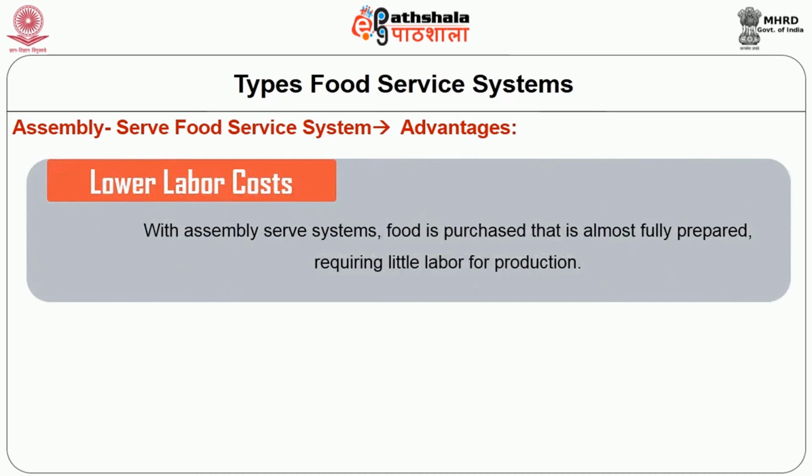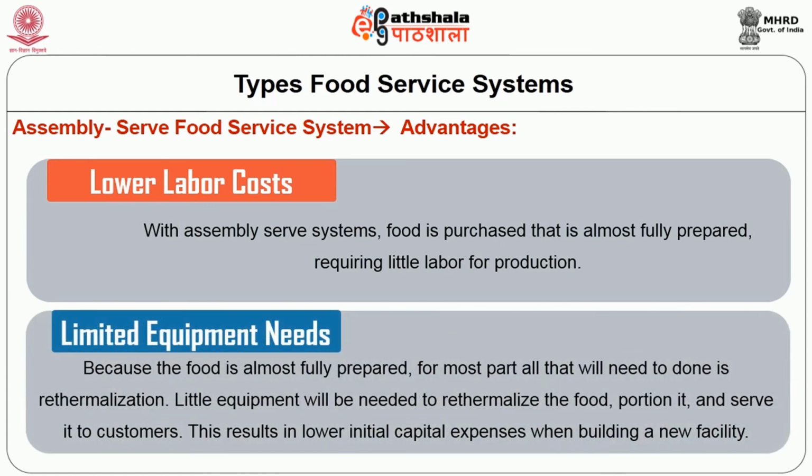Lower labor costs. Labor costs are very low with assembly serve systems, as you can guess, because food is purchased in a ready-made form which is fully prepared, requiring little labor for production. There is also limited equipment need because food is almost fully prepared. For the most part, all that is needed is only reheating or rethermalization. Little equipment will be needed to rethermalize the food, portion and serve it to the customers. This results in lower initial capital expenses when building a new facility.